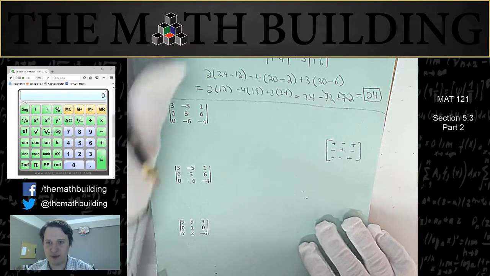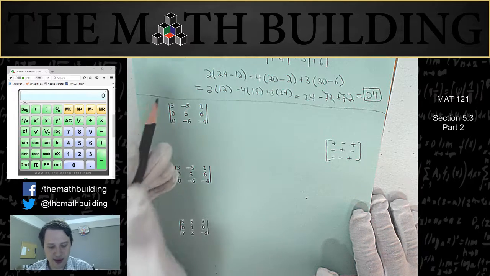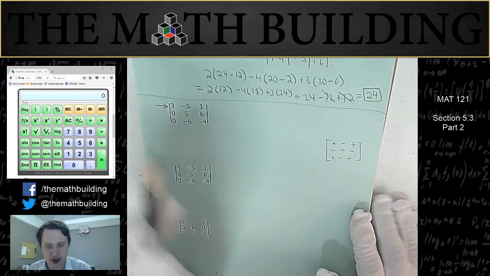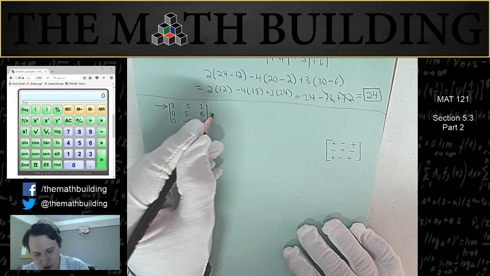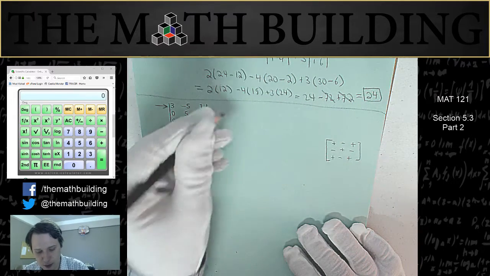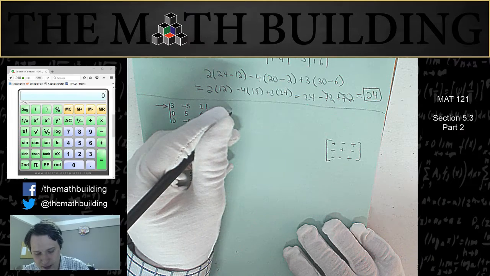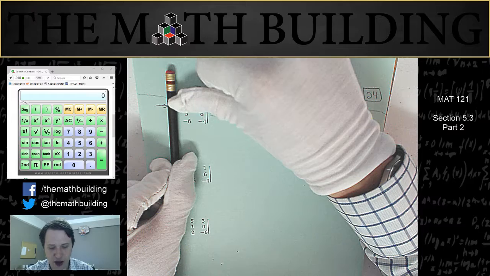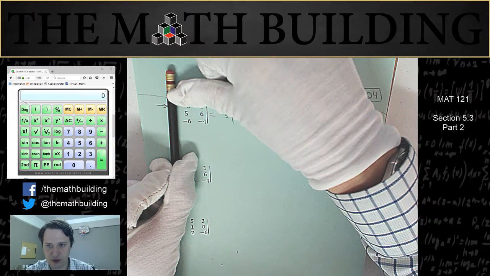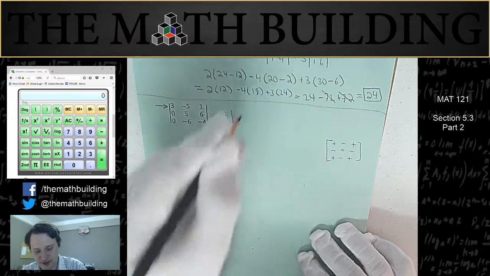Let's take a trip just like before across the top row. So we see that it's going to be positive 3 times the determinant of, ignore the first column, and ignore the top row. So it's going to be 5, 6, negative 6, negative 4.